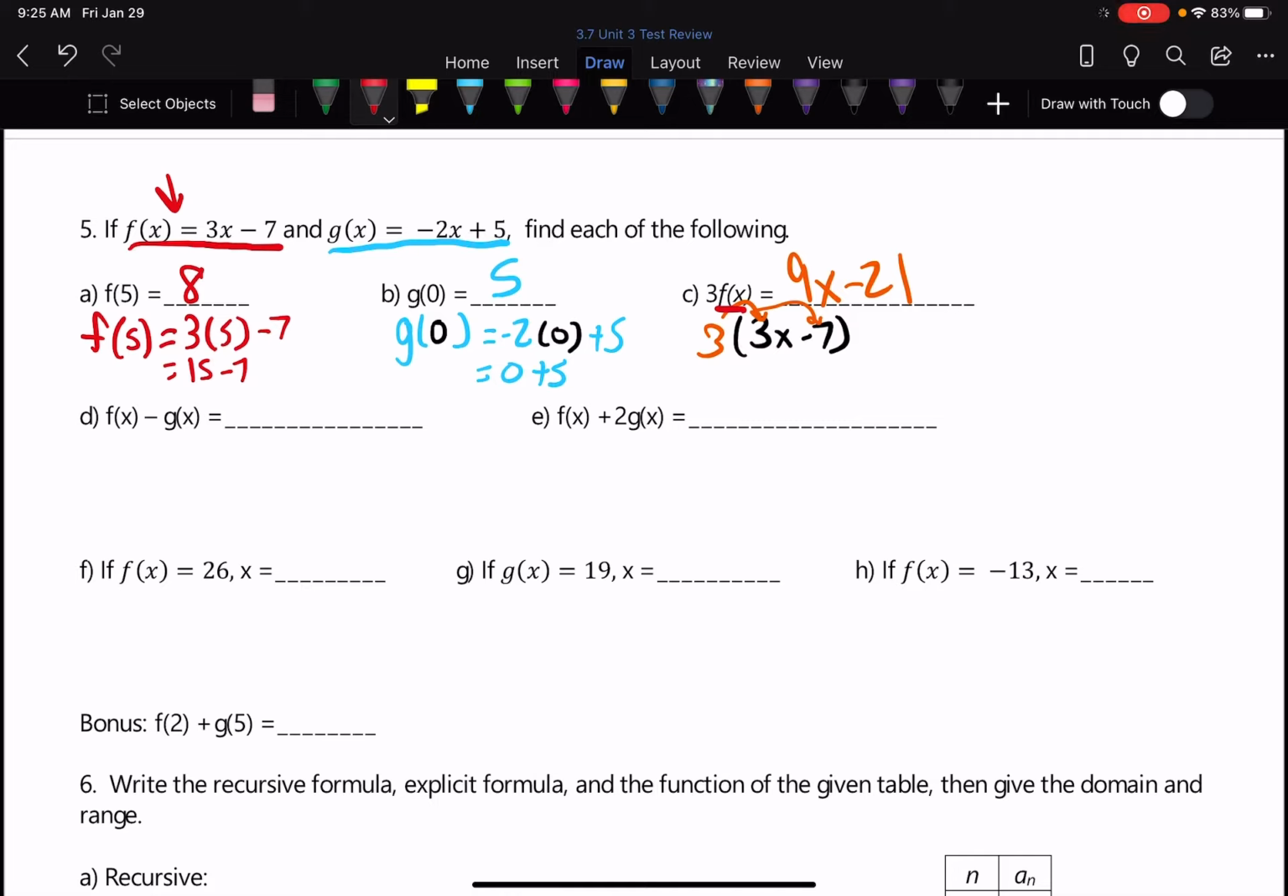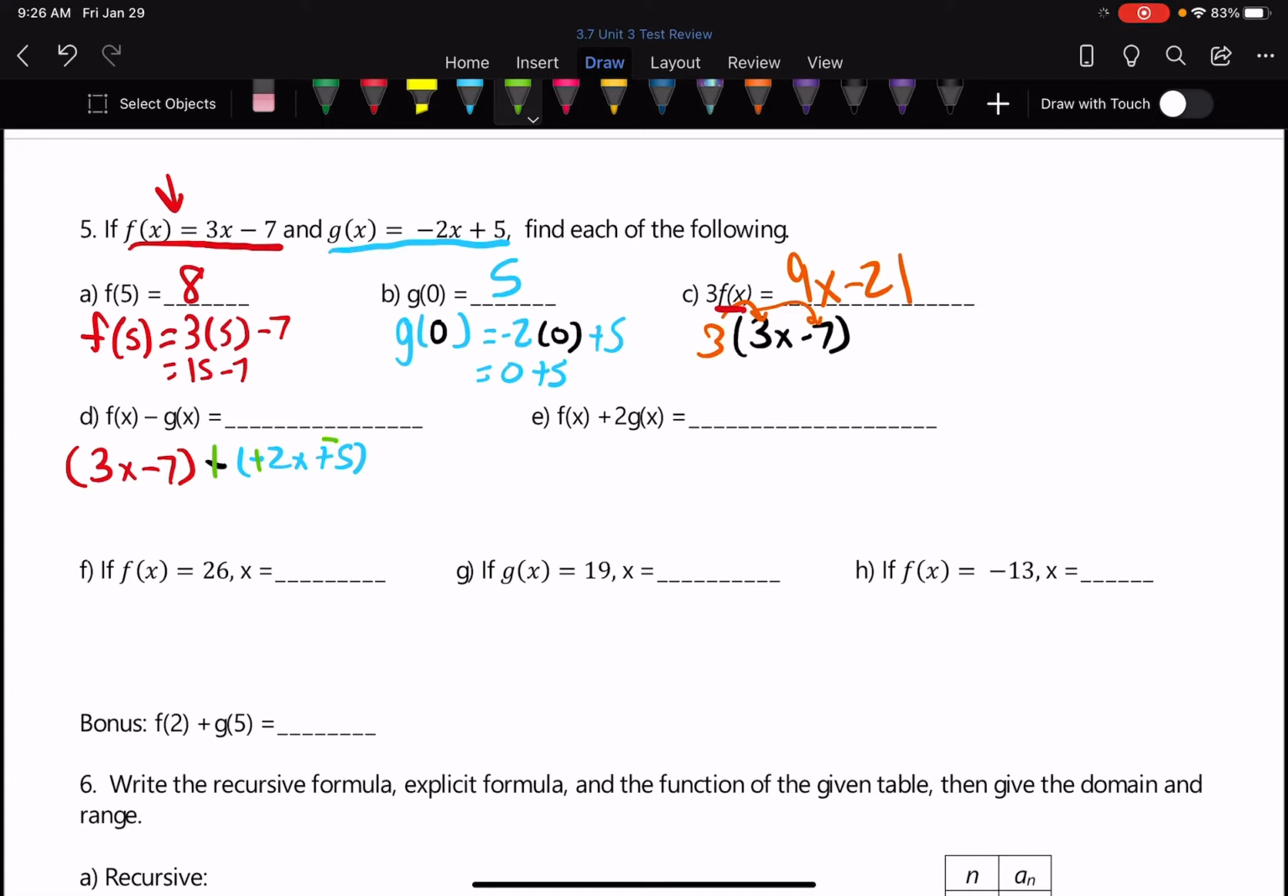Now D says f of x minus g of x. So I'm going to take that function f of x, which is 3x minus 7, and subtract g of x, which is negative 2x plus 5. If I subtract an expression, that means I'm going to be multiplying by a negative 1. So it's going to change my subtraction to a positive, and it's going to change my signs inside. So negative 2x is going to become a positive 2x. Plus 5 is going to be plus a negative 5.